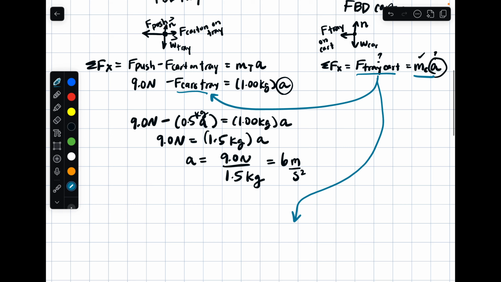Now that we know the acceleration is 6 meters per second squared, F tray cart is going to be equal to the mass of the carton times the acceleration, which is 3 kilogram meters per second squared, 3 newtons. Okay?